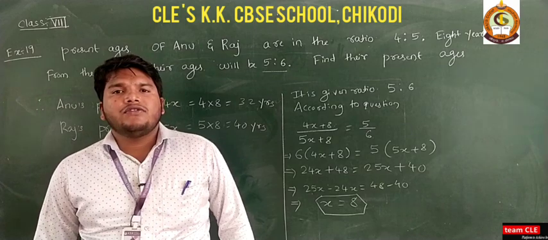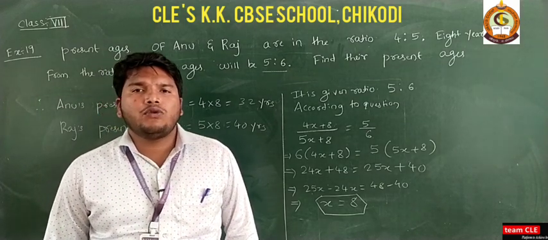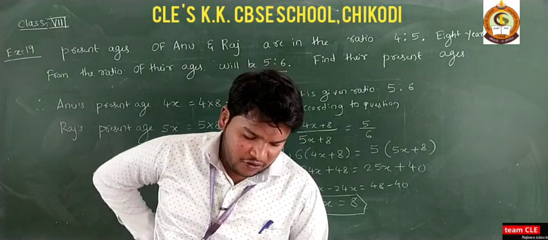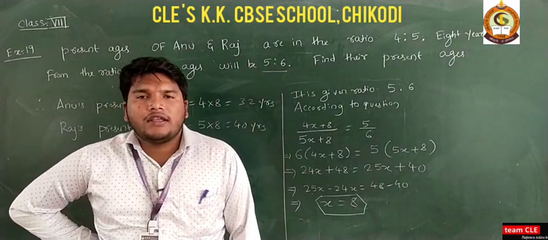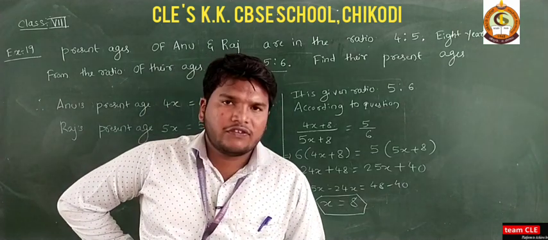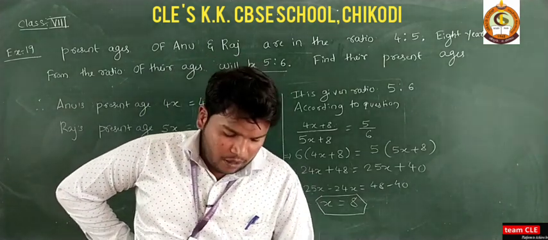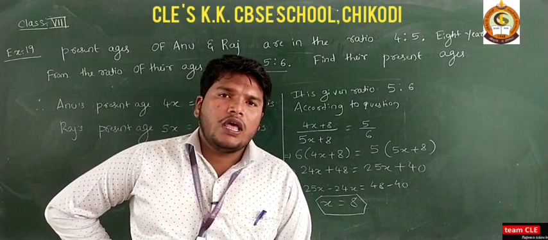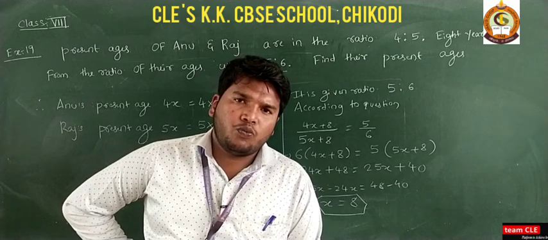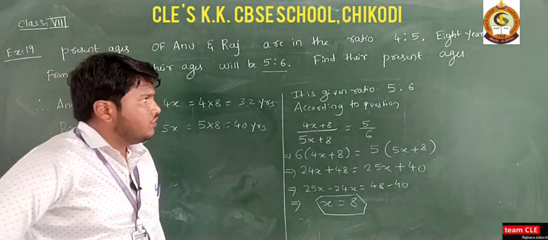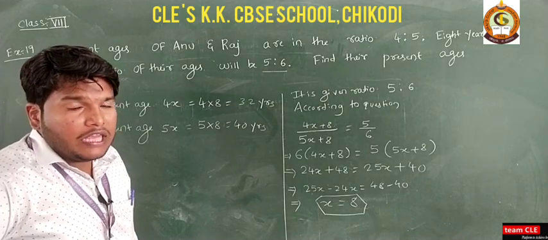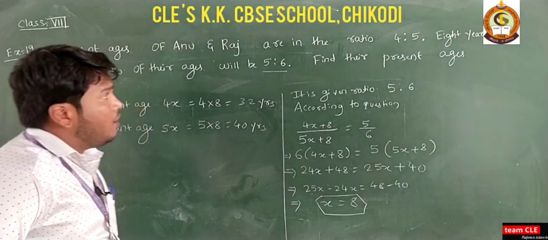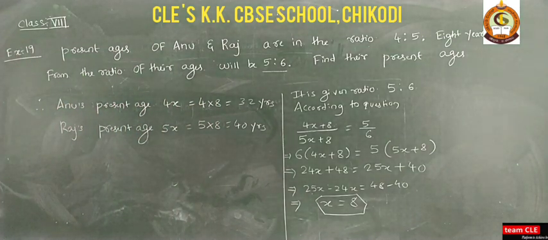Based on this example, in exercise number 2.6 you have one problem, the sixth one, that you have to solve by yourself and send me on my WhatsApp number. Some more examples are there in exercise 2.6, the last concept I am going to solve, and this will complete your linear equations in one variable. In the next video I am going to solve some examples of exercise 2.6. For this video, just look at the concept of equations reducible to linear form, copy these two examples and send them to me on my WhatsApp number.